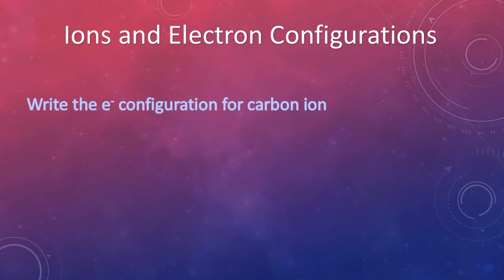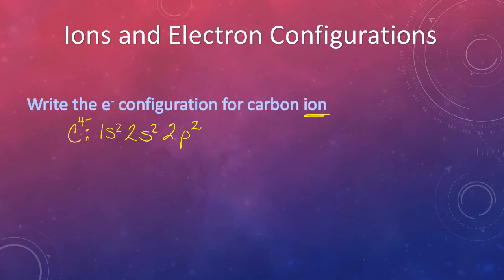So to write the electron configuration for the carbon ion, well, I like to start with writing the electron configuration just for carbon. And carbon is 1s2. You can do shorthand, but I think that's just as easy. And then we have 2s2 and 2p2. Now, take a look. Ion. What does it mean for carbon to be an ion? The charge on carbon is 4-.